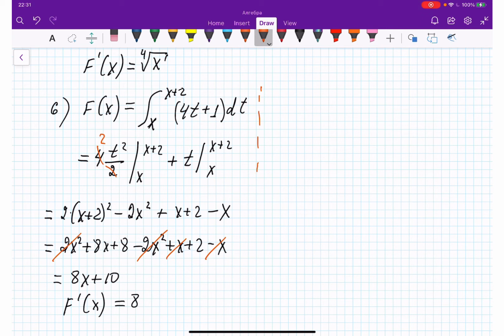So I'm going to manipulate the way so I can apply the second fundamental theorem of calculus. Let's do it. F of x is equal to the integral from x to x plus 2 of 4t plus 1 dt.